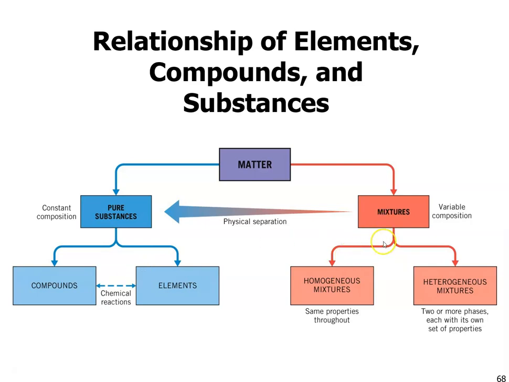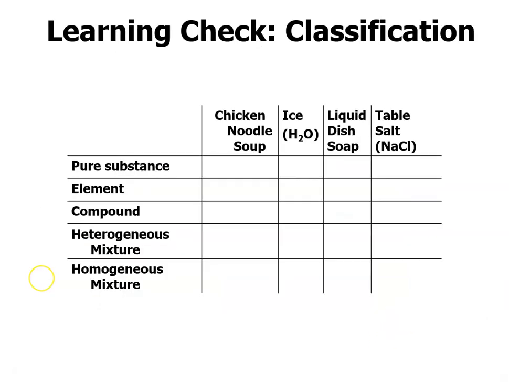So there are two different types of mixtures, homogeneous and heterogeneous, that have different types of properties. The homogeneous is the same throughout. With heterogeneous, you can have two different layers or phases, or you can see bits of different chemicals within that.